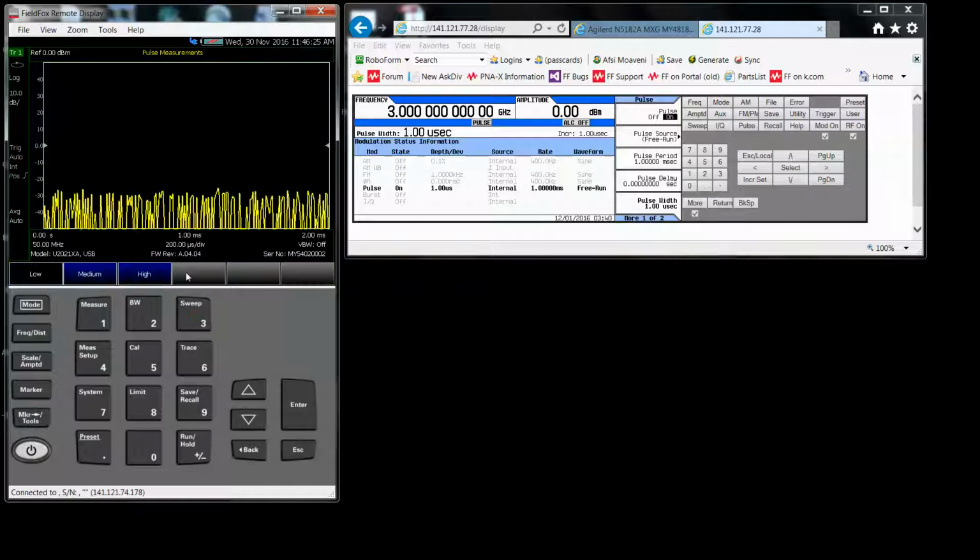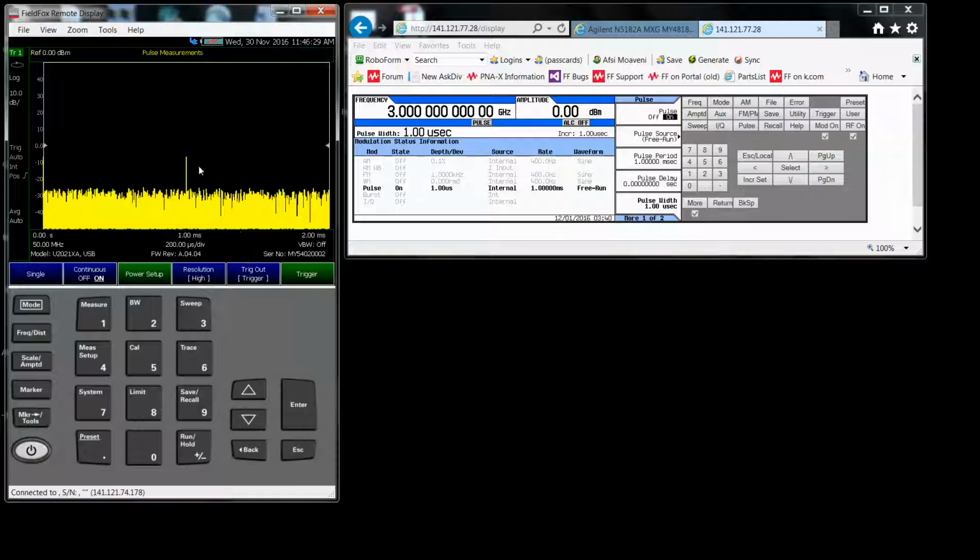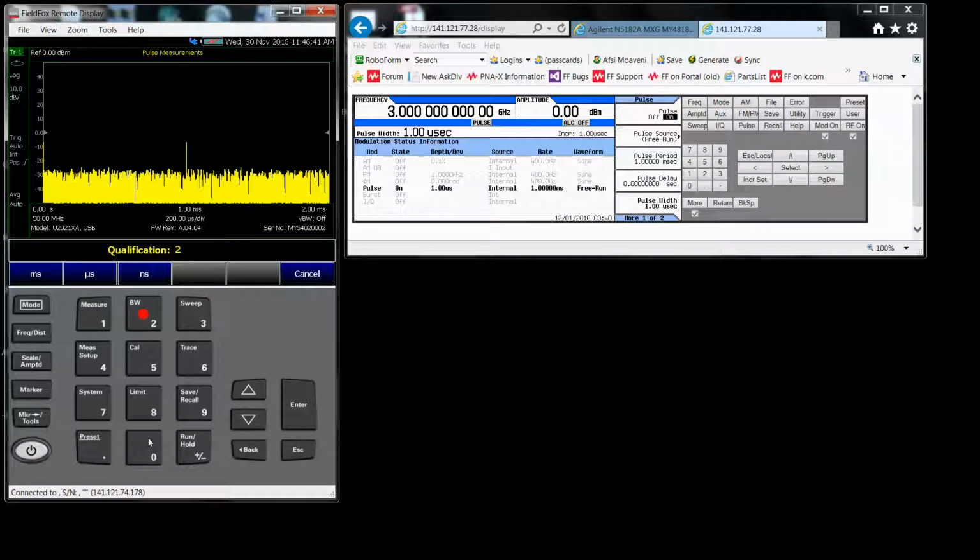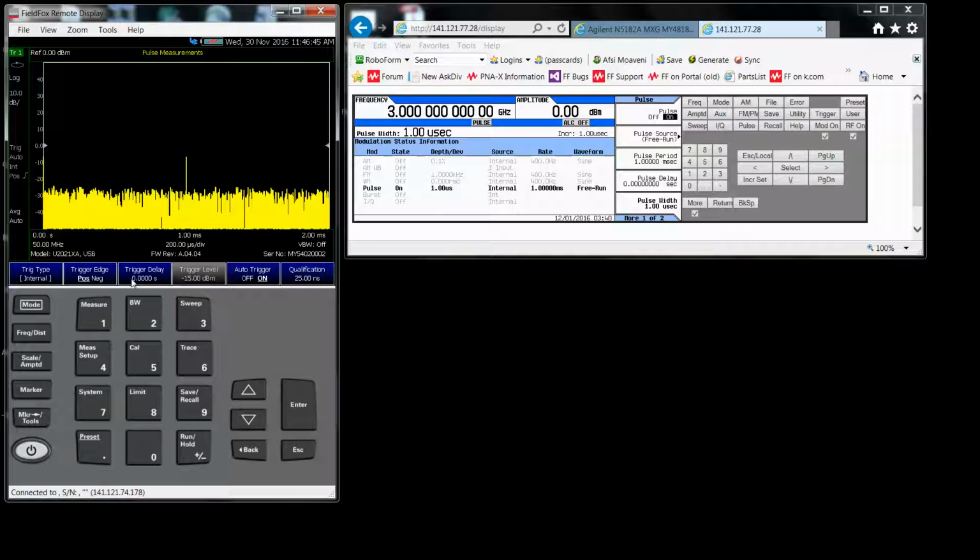What would be helpful is if I change the resolution to high, so it's taking more data points. And there is the pulse. You can see it here, and you can also see it here. Sometimes it's also helpful if you're making narrow pulse measurements to change this qualification time to 20 nanoseconds or lower to make sure you capture the pulses. So there's my pulse.